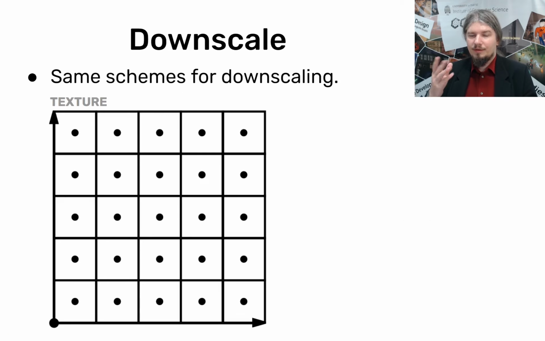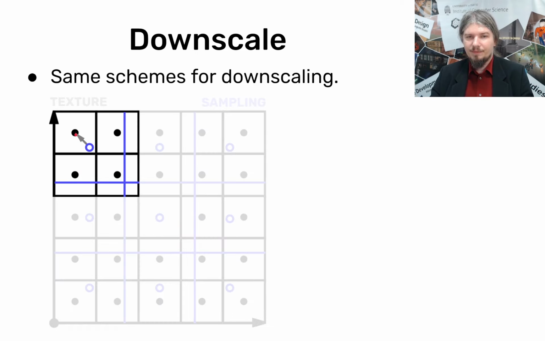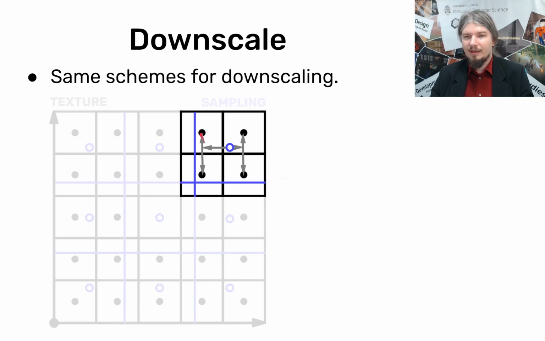Downscaling. So we can use the same schemes for downscaling. Let's say we have this big 5x5 texture and we want to downscale it to this 3x3 sampling grid. So we have a sample value here, we have 4 neighbors, and we could take the nearest neighbor. Or we have a sample value here and we have again 4 neighbors, and we can do the bilinear interpolation between those 4. Now this runs into a small problem.